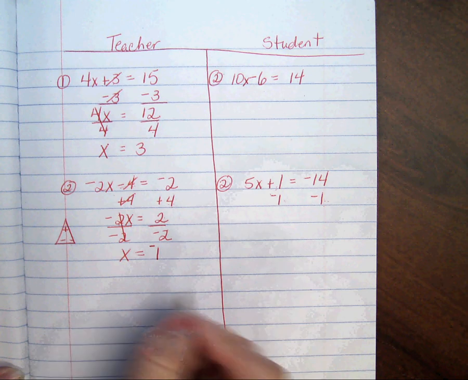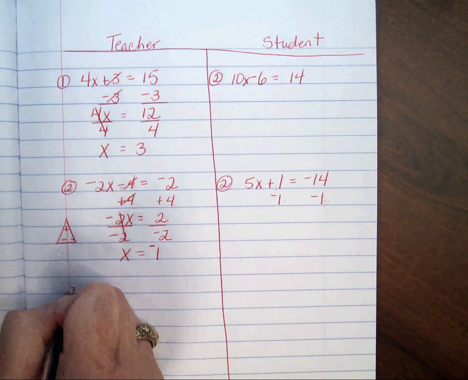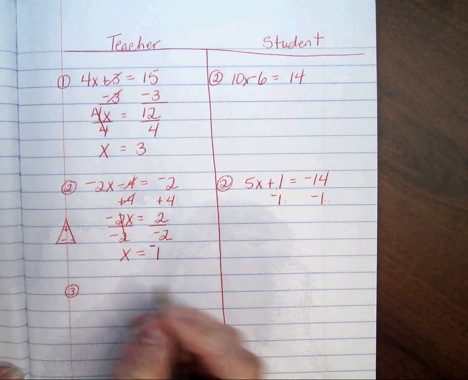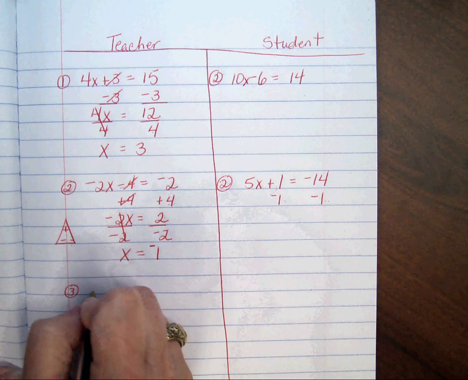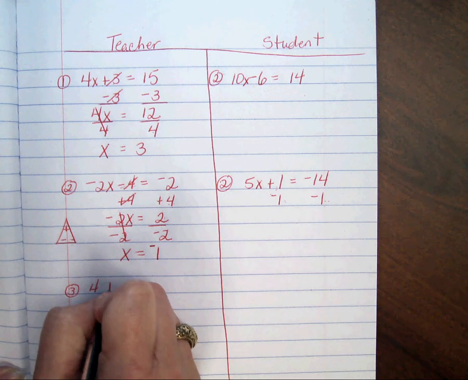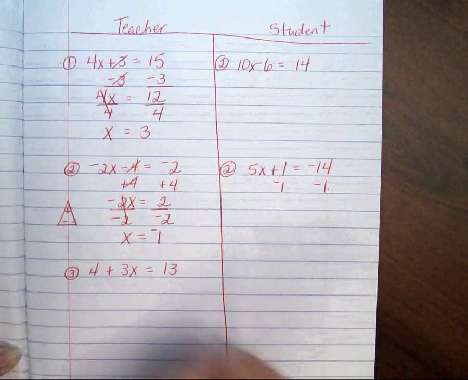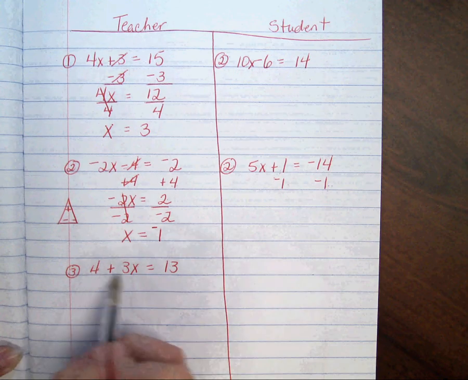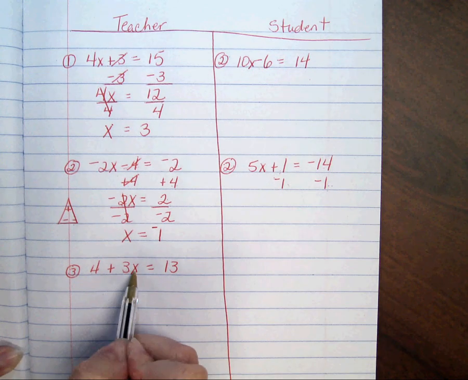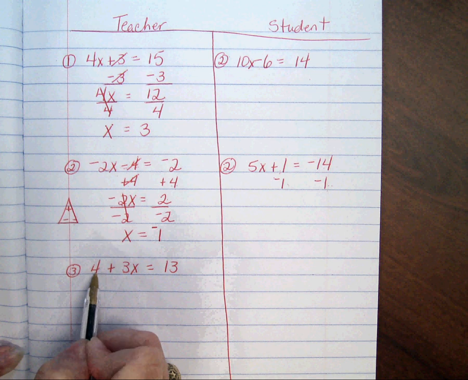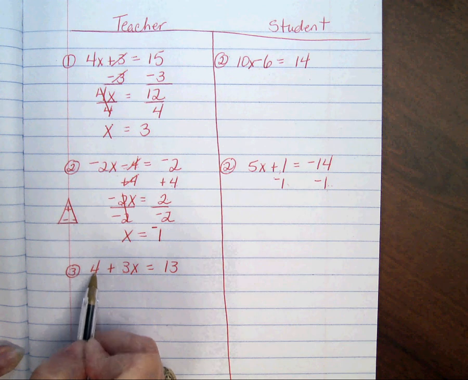Right? Let's do this one. 4 plus 3x equals 13. Now this one looks a little different because I didn't start with my x. I started with my plain number. Okay, this is what I have to get rid of first.